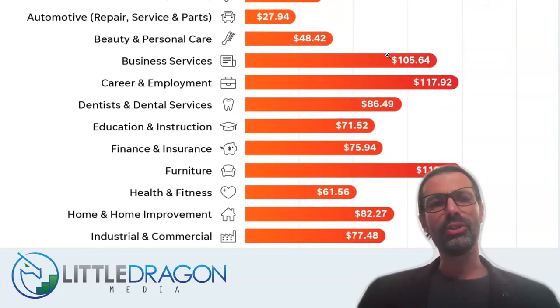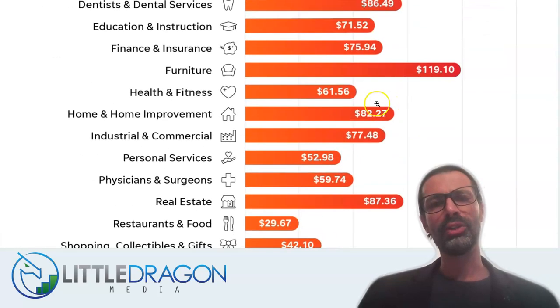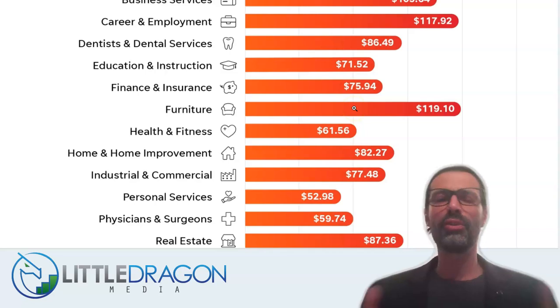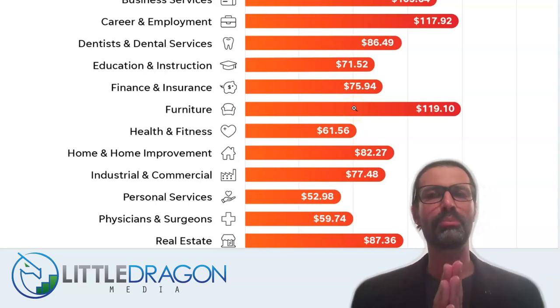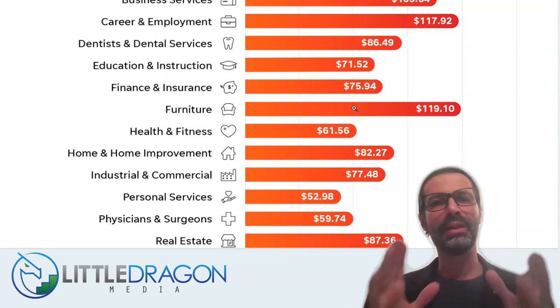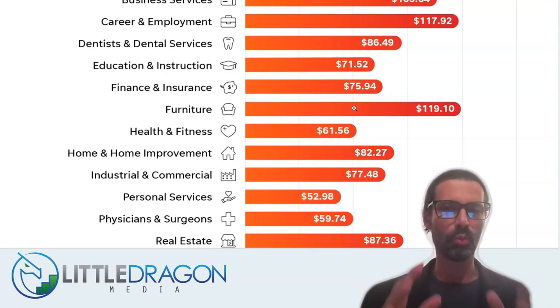So look for your industry in this list and look at the number that appears next to it. The first question is, can you afford to pay that price per lead? Now keep in mind, these are high quality leads. These are warm leads, right?